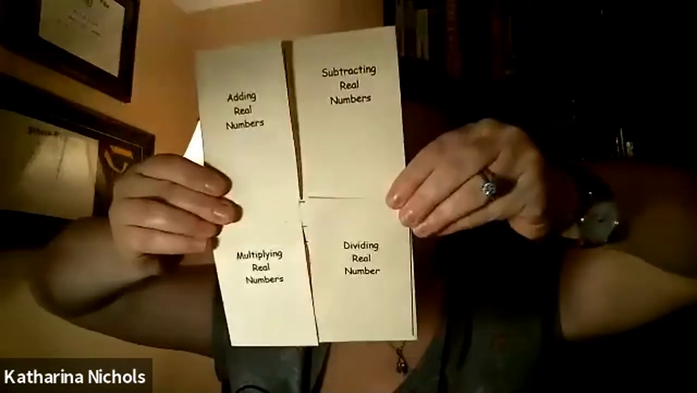So today we are going to start working on our foldable for operations with real numbers. This video is to help you work on adding real numbers. So this is the flap we're going to work on today. If you want to decorate, make it beautiful, totally do that. If you are like, nope, basics only, just grab a pen or a pencil and let's get started.